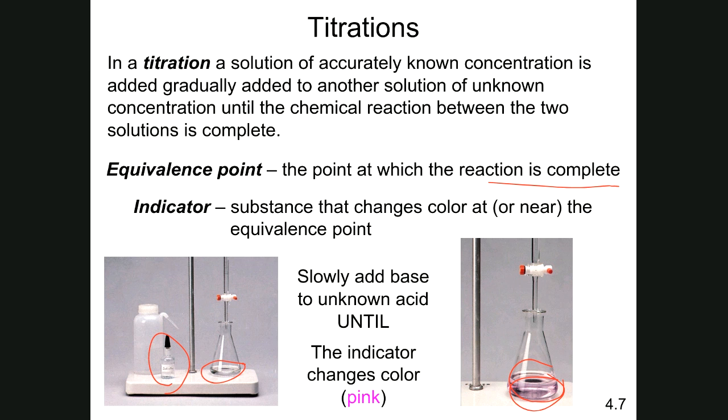And what is an indicator? An indicator is an organic compound, a weak organic acid or organic base, that has a different color in acidic solution than in basic solution. So at the equivalence point, it is going to change color.